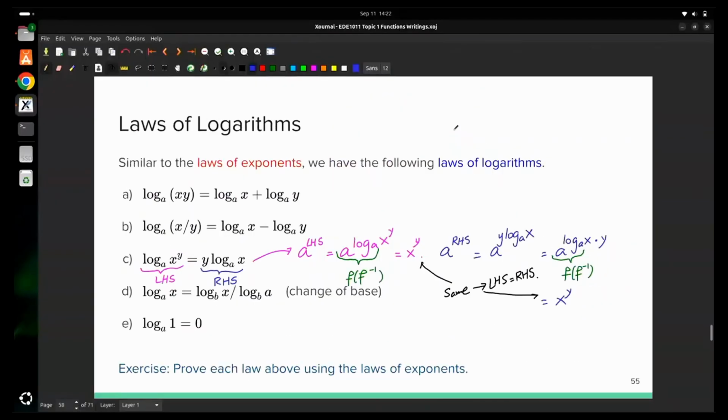Okay? Yeah, so I just did one. You can try out the rest. This one I'll leave you to do the rest. This one. This one. Why?